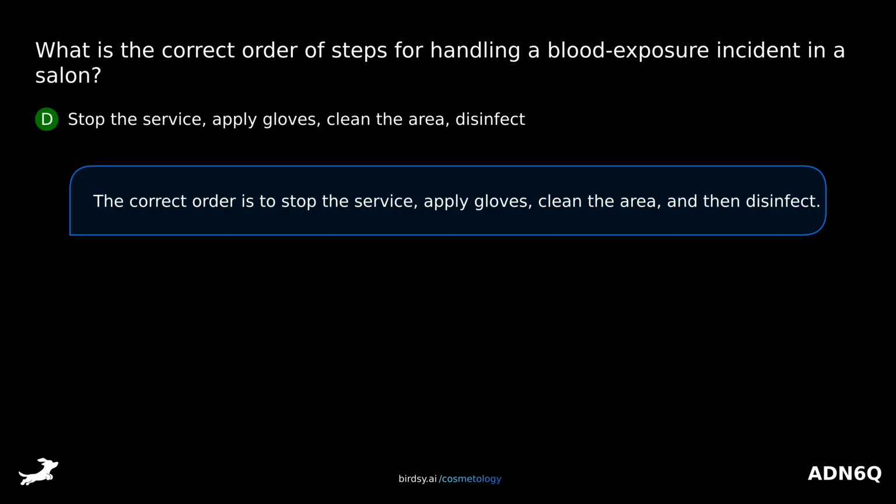During a skincare consultation, a client mentions frequent acne breakouts. Which skin structure is most likely involved in this condition? Is it A, sebaceous glands? B, sweat glands? C, melanocytes? Or D, nail matrix? The answer is A, sebaceous glands. Acne is often associated with clogged sebaceous glands, which can lead to inflammation and breakouts.